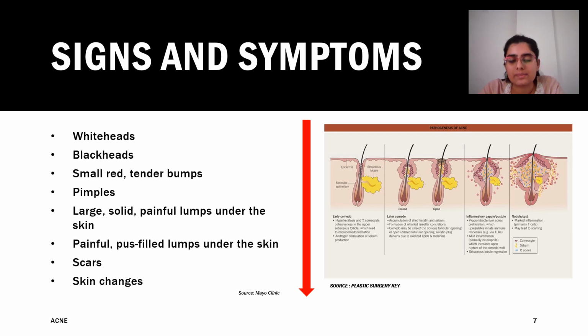But if this plug is not covered by the skin on top, then the blocked material in the follicle can be exposed and gets oxidized, and that's why it gets that black color, often called blackheads. With further inflammation, we see the development of red tender bumps, which are also called papules, further accumulating more pus and further causing inflammation, forming pustules, which are papules with the pus at their tips. And then you have large, solid, painful lumps under the skin that are also called nodules.